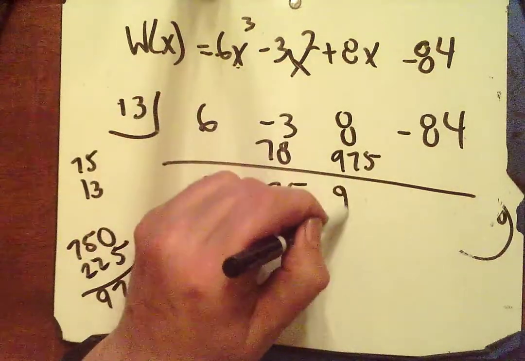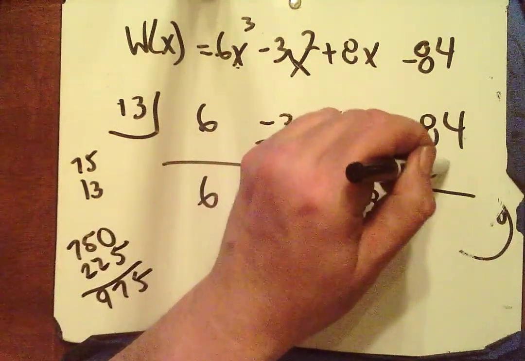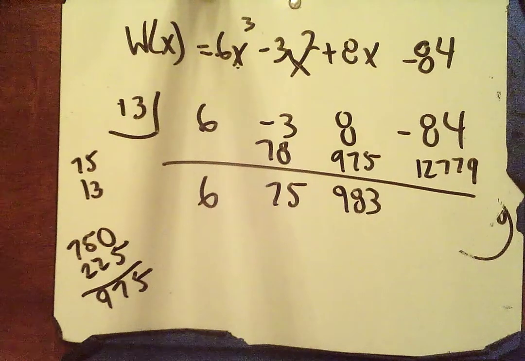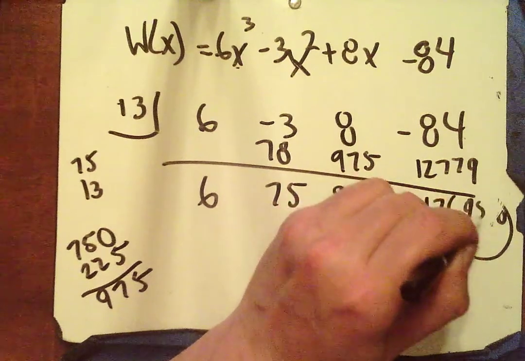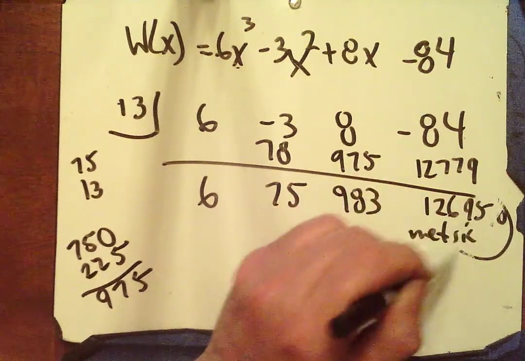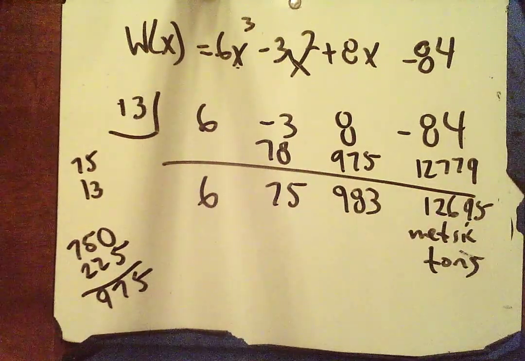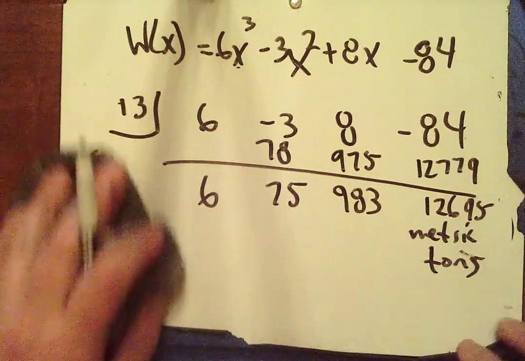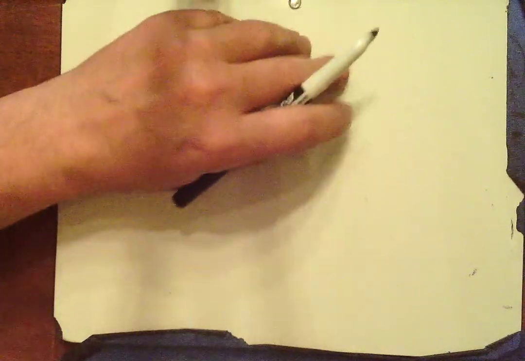975 plus 8 is 983. Oh my goodness, 983 times 13. 983 times 13, and I get 12779. If I subtract 84 from that, because I'm adding a negative, I get 12695 metric tons. That's a lot of carbon to throw up in the atmosphere. Yeah, maybe we should throw a little less. So, synthetic substitution. It'll save time. You just have to remember it.